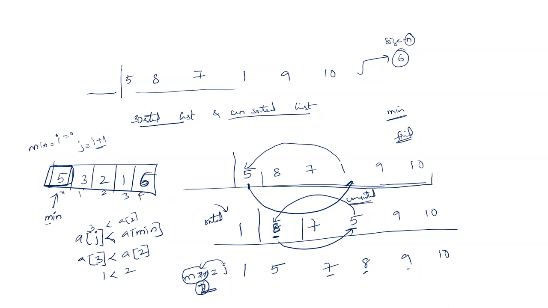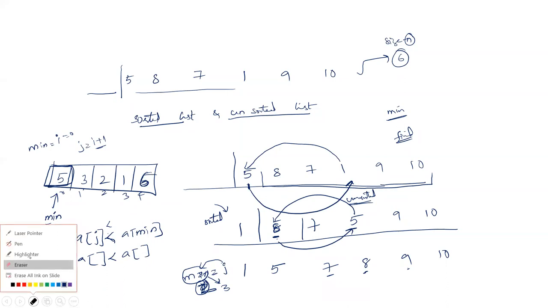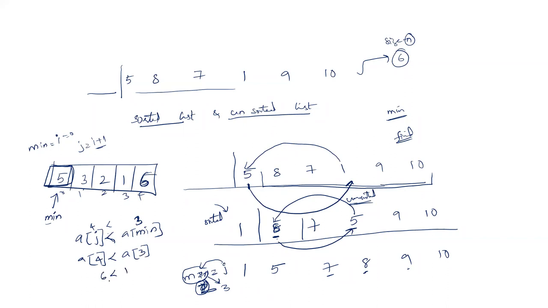If it is true, what I'm going to replace is index 3. So the minimum value index is 3. In the next iteration, the j value becomes 4. Now it is a of 4, and a of min is updated to 3. So now is a of 4 less than a of 3? a of 4 is 6, is 6 less than 1? Is that true? No, it is not true.